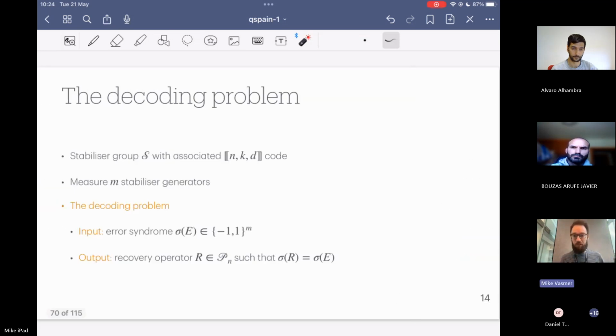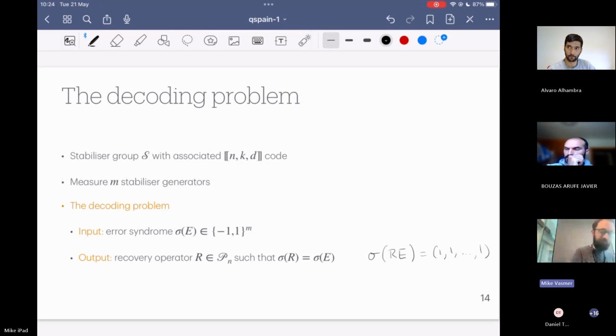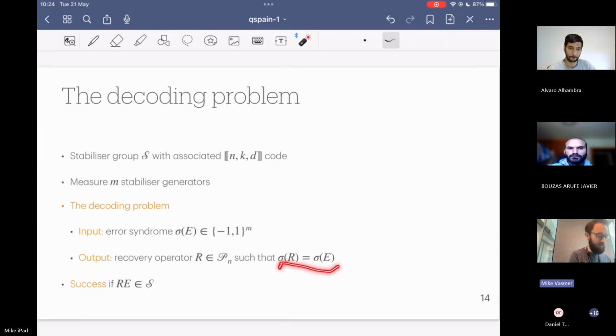This is a vector of -1 and 1 entries. The output that your decoding algorithm should give you is some recovery operator, R, in the Pauli group, and you want it to have the same syndrome as the error. Because they have the same syndrome, the -1s will cancel. So we have our recovery operator, and the overall operation we've applied is R times E, because the environment did the error E, and then we applied the recovery operator.